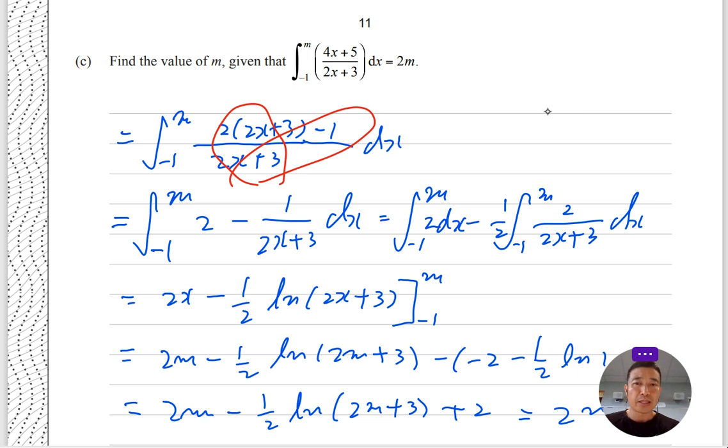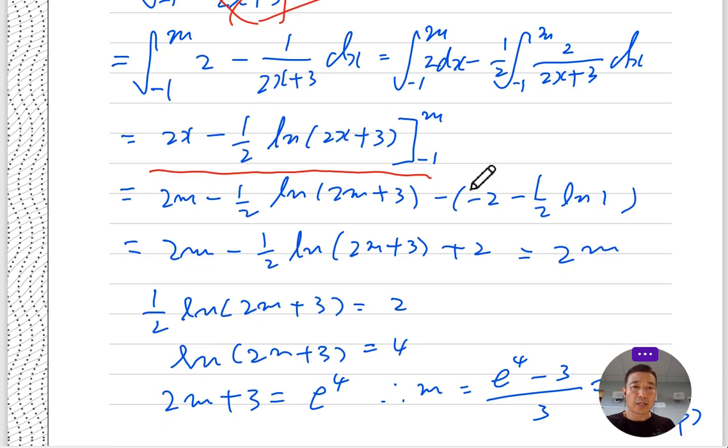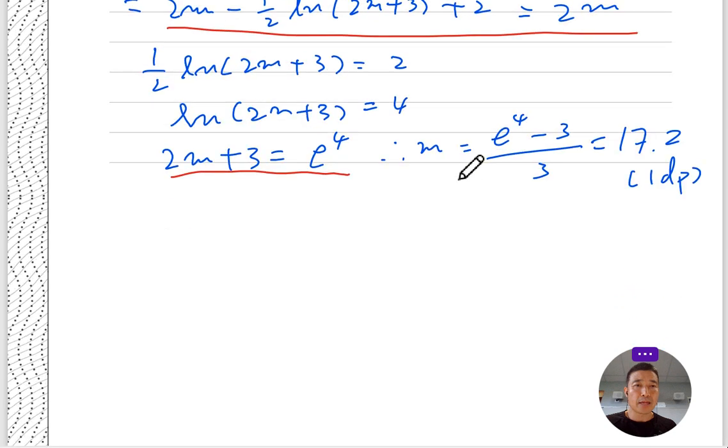Before then, I split them because 1 over 2x plus 3 is actually, I can manipulate to 2 over 2x plus 3. Obviously, you have to times by half in front, right? So you get that, and then plug in m and minus 1 into it, and make this equation, right? So that equals 2m. Hence, 2m plus 3 is e to the power of 4. Hence, m is, you can just leave it like this, e to the power of 4 minus 3, over 3.